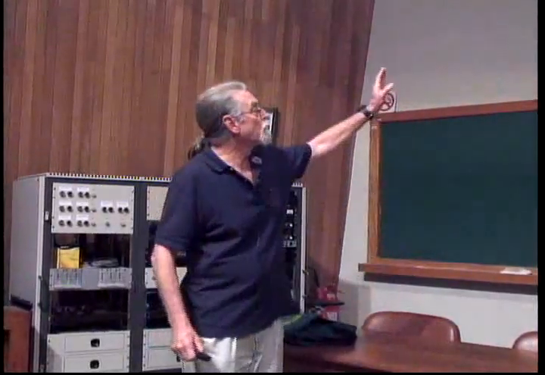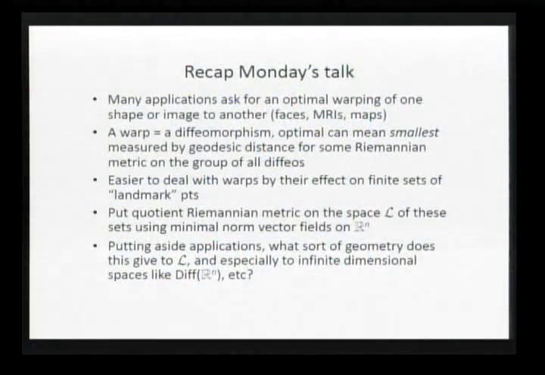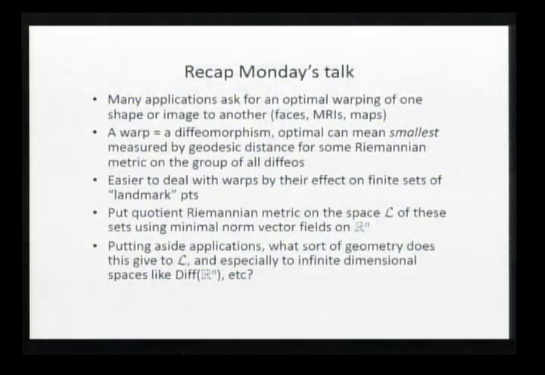So I thought I might just recap where we are. Starting with applications, we found many situations in which an optimal warping of one phase or MRI, or in the last case it was a map, to another was called for. So this warp, mathematically a diffeomorphism, to be optimal, we interpreted this to mean that it was smallest, measured by a geodesic distance. So you would put a Riemannian metric on the space, the big infinite dimensional group of all diffeomorphisms. And then that gives us a distance between, say, the identity and another warp. And we use that to say how big the warping is. And having a measure of this kind in applications is very useful.